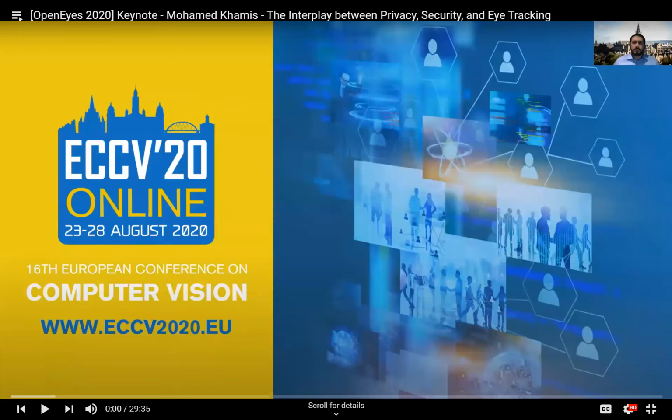Mohammed Khamis. So Mohammed Khamis is a lecturer at the University of Glasgow in the UK, where he leads a research team in human-centered security. He received his PhD from Ludwig Maximilian University of Munich. His research is at the intersection of ubiquitous computing and user privacy. He's interested in understanding the privacy implications of ubiquitous technologies, as well as developing novel systems for protecting privacy and security. So he has major contributions at the intersection of security and gaze.